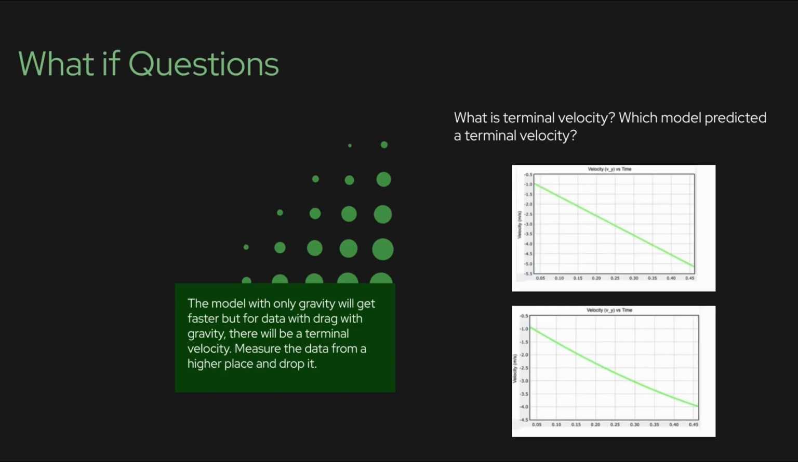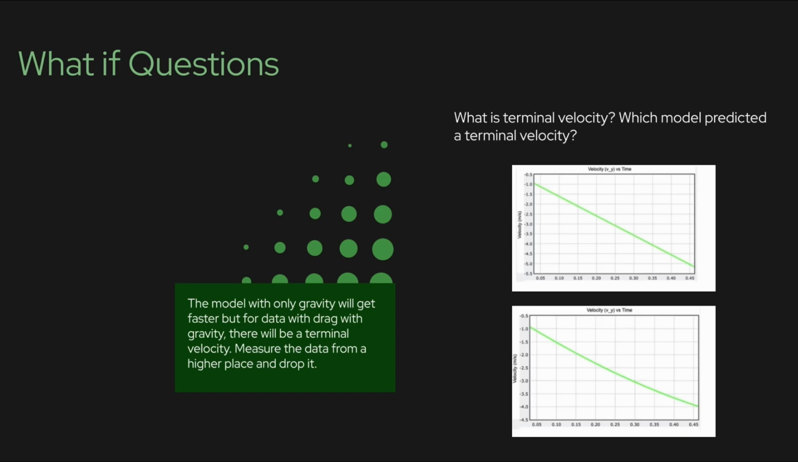Let's look at the what-if questions. First, terminal velocity. The gravity-only model doesn't predict terminal velocity because there's no opposing force. But the model with drag does. Terminal velocity happens when the drag force equals the weight. For my object, the predicted terminal velocity was around 6.3 meters per second. To actually measure it, I needed to drop the ball from a higher place so it has time to reach that speed.